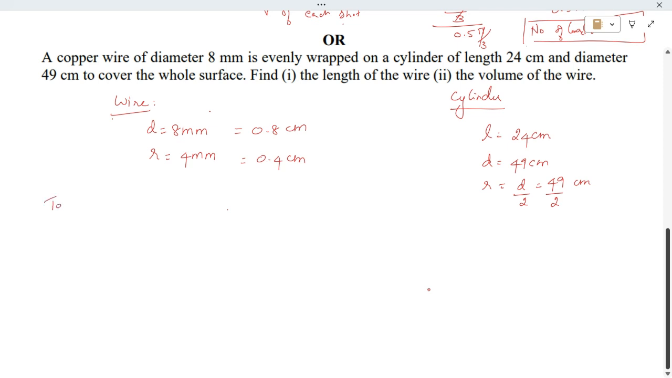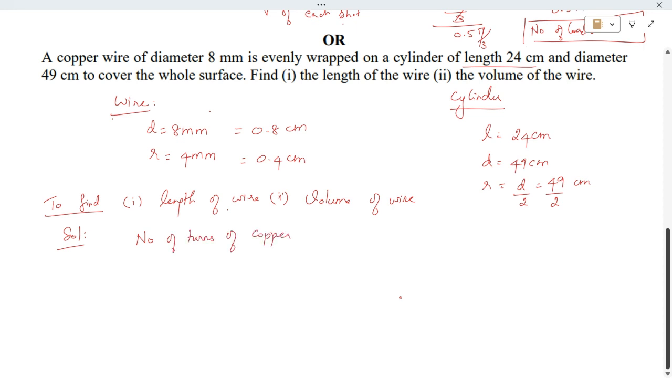So what am I supposed to find? I have to find two subdivisions. One, the length of the wire, and two is volume of the wire. So in order to find the length of the wire, first I need to find how many turns it has wrapped on the cylinder of length 24 centimeter, isn't it? So number of turns of copper wire wrapped on a cylinder, that I have to find.